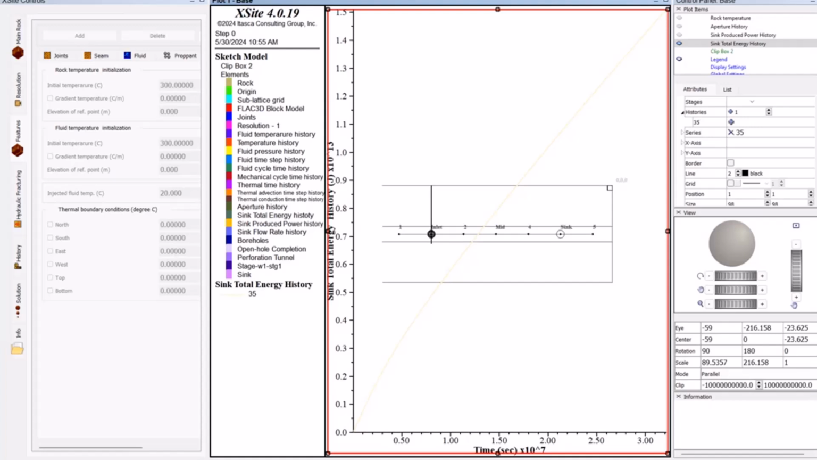ExSite is not a general code like FLAC3D. It's a special purpose code just for these types of problems. ExSite, for example, is used in mining applications for preconditioning of rock mass. That's correct, but not for capability. ExSite is a small strain model, so you wouldn't have large movements of material. So very different problems, two different product solutions.